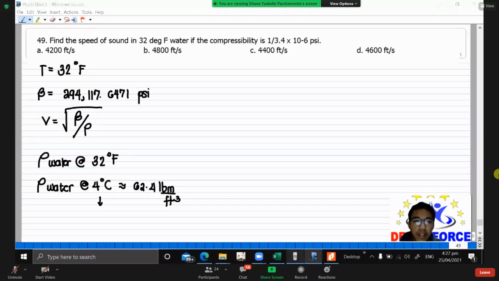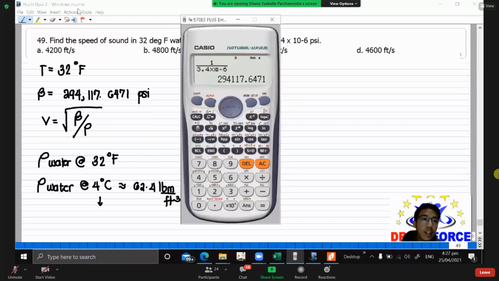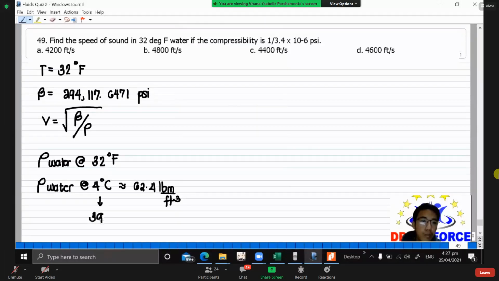So ano ba yung 4 degrees Celsius into Fahrenheit? Convert natin. Conversion. Is it 37 or 38? Conversion 38. Okay, 4 degrees Celsius is 39.2 degrees Fahrenheit. Okay, ang kukunin natin, yung density niya at 32 degrees Fahrenheit.